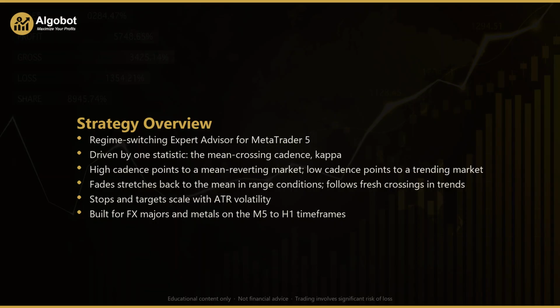The idea comes from level crossing theory in signal processing, where the rate at which a wave crosses its center line reflects its dominant frequency. When the cadence is high, price is flipping across its mean constantly, which points to a fast, mean-reverting market. When the cadence is low, price is parking on one side of the mean for long stretches, which points to a slower, more persistent, trending market. The same single number decides which playbook the strategy follows, and price's position relative to the mean decides the direction.